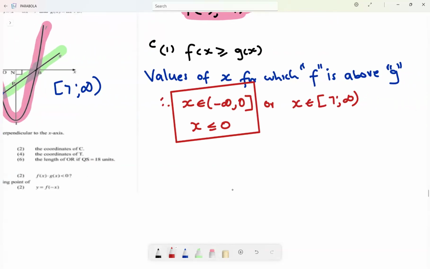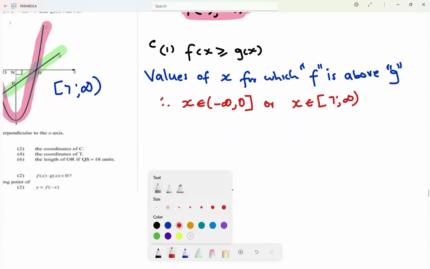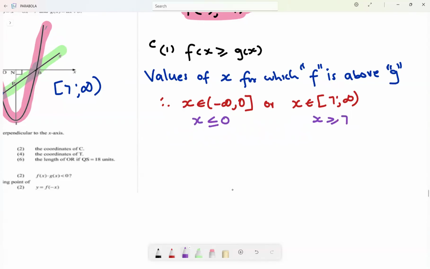Or someone might say, if I move from x equal to 7 and moving towards the right, my f is above g. Okay, someone might say like this, but I prefer the interval notation. But okay, we need to accommodate everyone. Someone might say x less than 0 or x greater or equal to 7. Still correct.